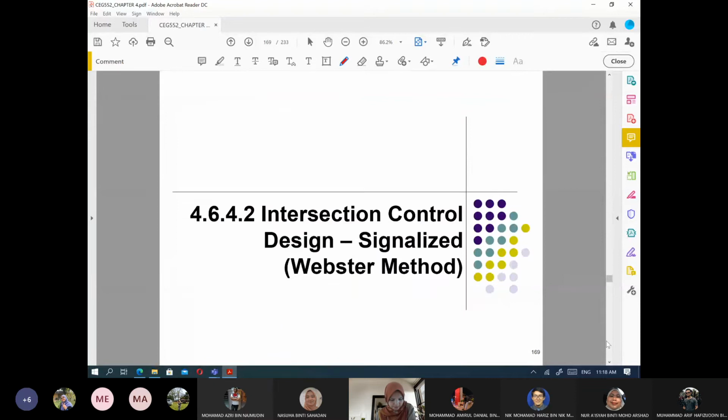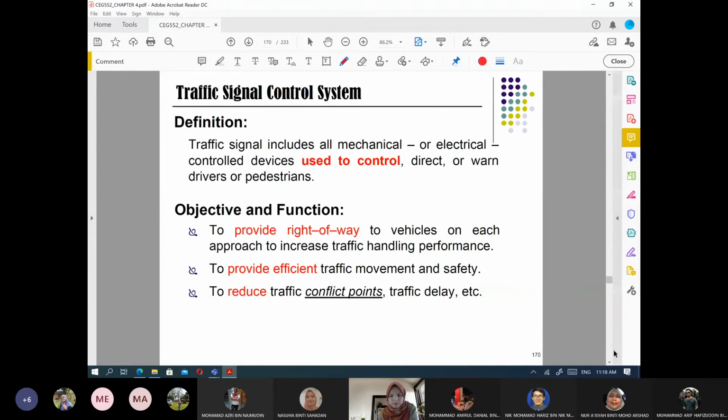Okay, this is the one signalized intersection. We are using this Webster method, right, for the calculation. So this is also important. Let's say you were to come up in your test, you need to know lah step by step how to do the calculation, right? Okay.